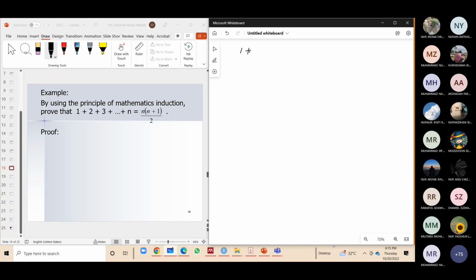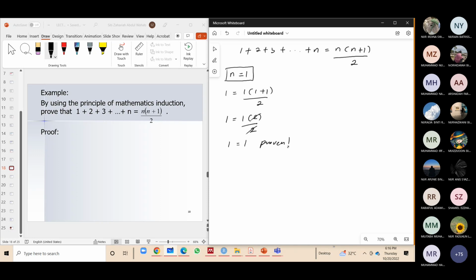So, 1 plus 2 plus 3 plus ... plus n equals n times (n plus 1) over 2. The first step is n equals 1. You substitute 1 into n. So 1 equals 1 times (1 plus 1) over 2. 1 plus 1 is 2 over 2. You can simplify this and you will get 1 equals 1. So it's already proven. We have proved that the left hand side and the right hand side are equal.